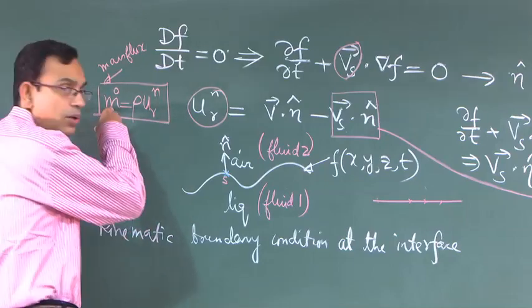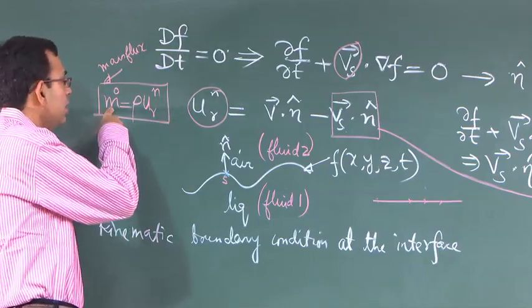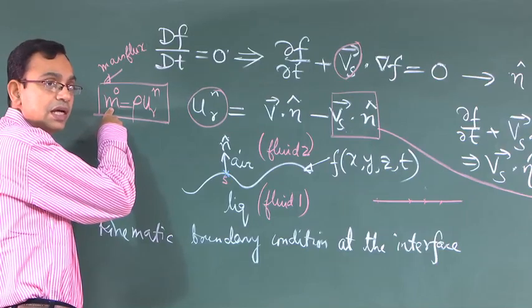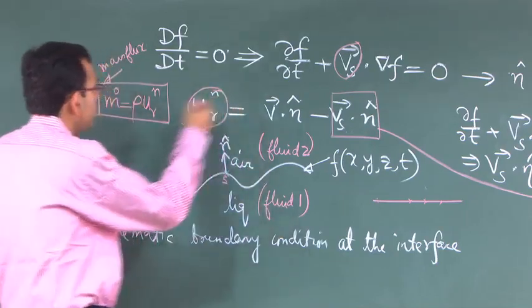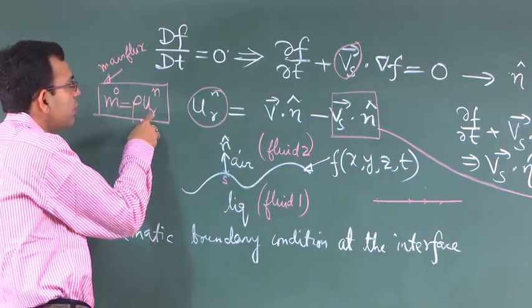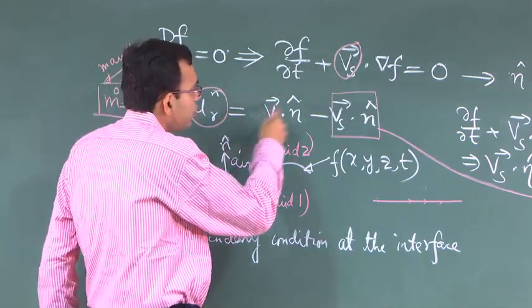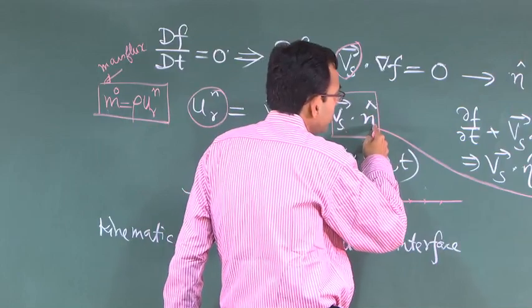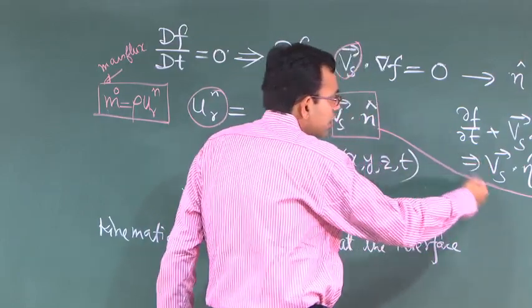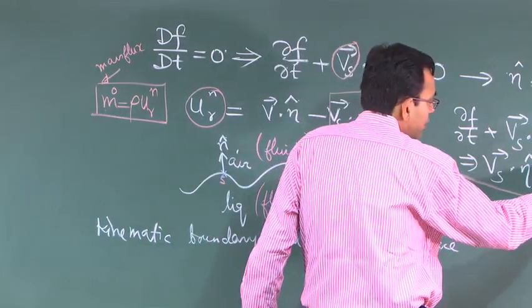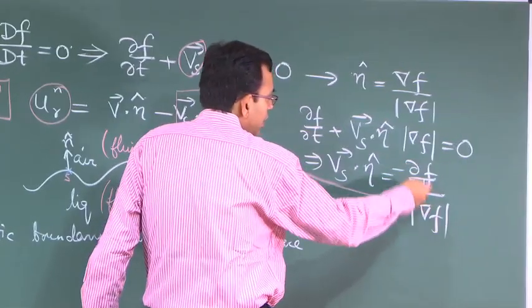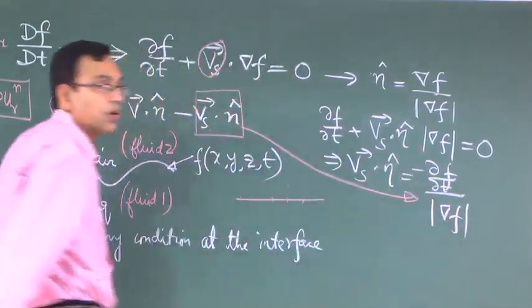So, normally this is the parameter of interest physically: what is the mass flux across the interface. So, that you can write in terms of rho into the relative velocity, and the relative velocity you can write as the fluid velocity minus the velocity of a point on a surface, and the normal component of the velocity of a point on a surface you can write in terms of the interface topology.